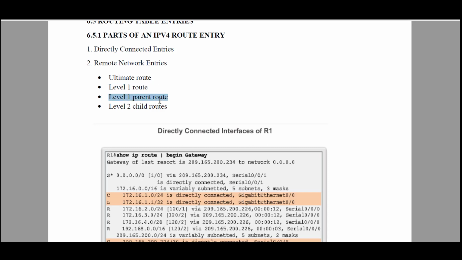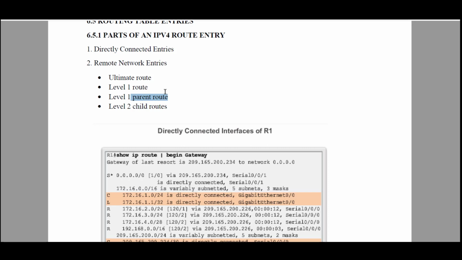In level 1 parent, you will have only the major network, and this major network will be divided by using subnetting. Whatever subnetting is done, that is going to be level 2. So if you combine all the level 2 children together, you will get the level 1 parent.